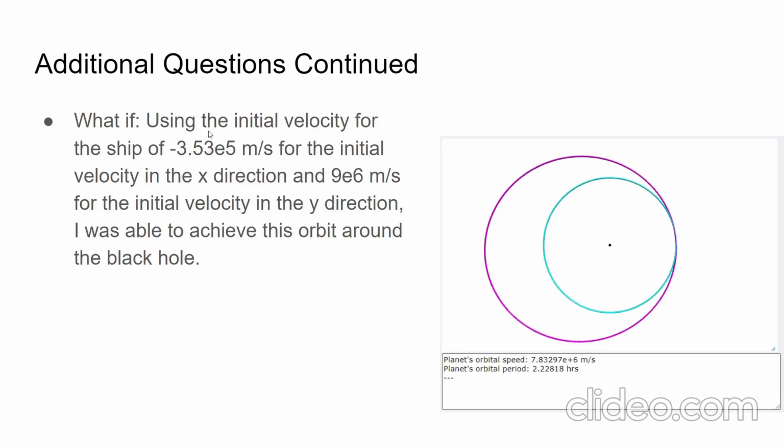And for the what-if, using the initial velocity for the ship of negative 3.53 times 10 to the 5th meters per second in the x direction, and 9 times 10 to the 6th meters per second in the y direction, I was able to achieve the orbit around the black hole, as you can see here. And that's it.